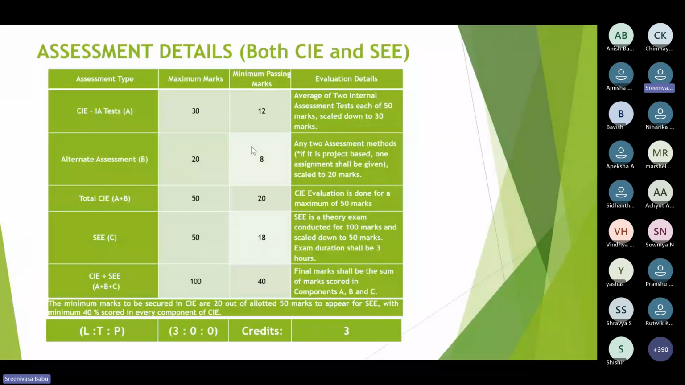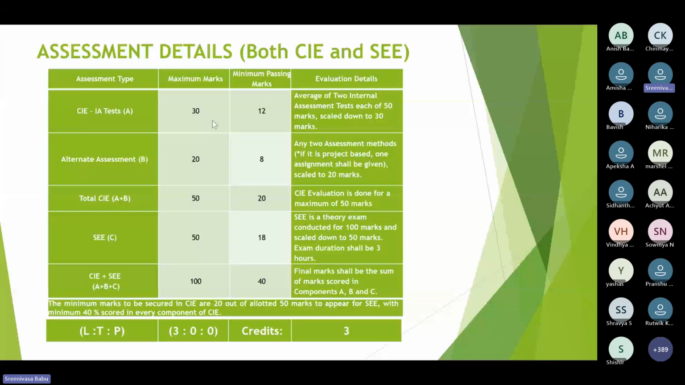We'll have CIE for 50 marks and SEE for 50 marks, total 100 marks. Tests will be conducted for 50, two tests basically, and scaled down to 30. You have to score a minimum of 12. You will have an assignment for 20 marks, where the minimum you have to score is 8. So in total, out of 50, you have to score a minimum of 20.